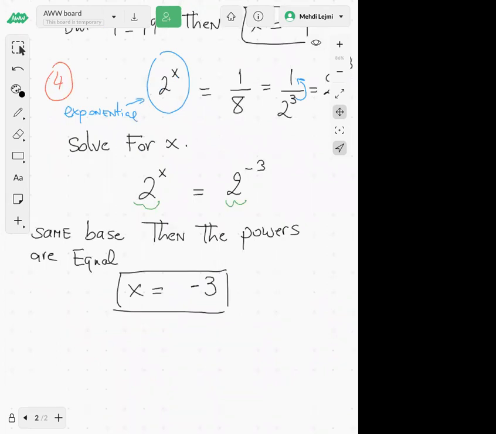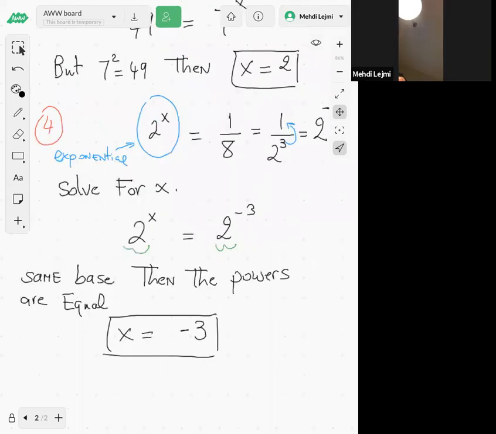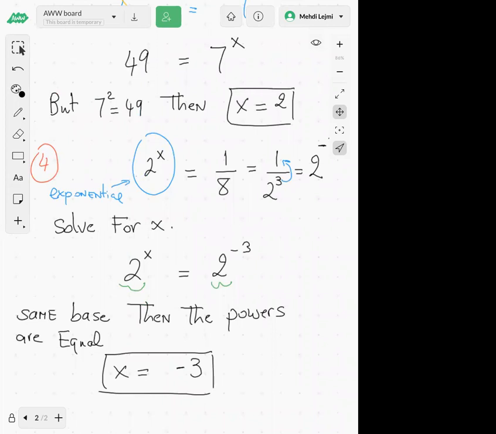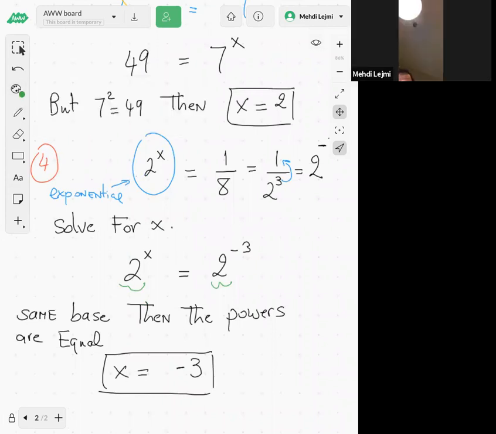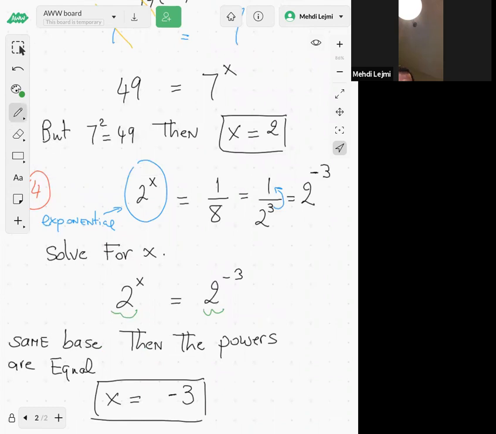I have a question. Yes, please. How did you get -3? Okay, so what I was saying, it's 2 to the power x equal to 1/8, right? And then I said 8 is 2 cubed, 2 times 2 times 2, 2 multiplied by itself 3 times. But 2 cubed is in the denominator, and if you want to move it to the top, you have to take the opposite power. So that will be 2 to the power -3.